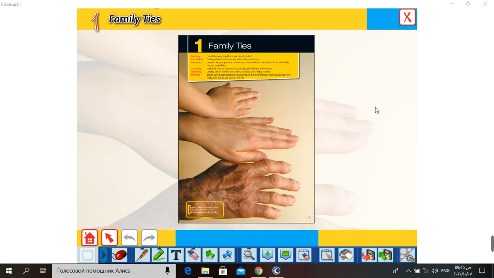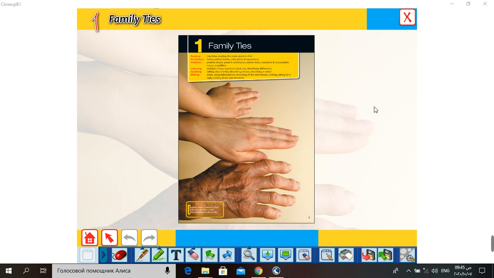In this video, we're going to introduce the first lesson of Unit 1 from Close Up B1, and the unit is entitled Family Ties. I want you to try and think what's the meaning of the title. Of course, a family is a number of people related to each other, and the word ties, I need you to try and find synonyms for this word.